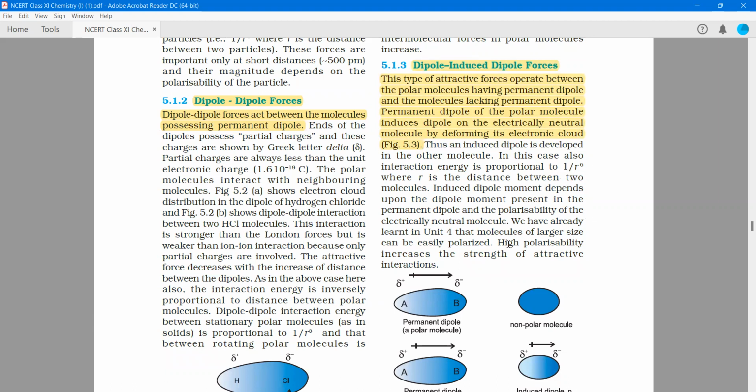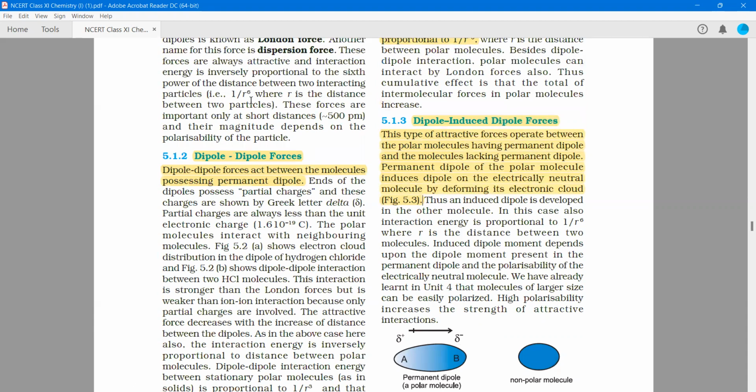So all these things you need to learn, like which type of forces. In case of London forces also, we see that it is directly proportional to 1 upon r to the power of 6. In case of dipole forces, we saw there are two types. If we are talking about stationary molecules, then the force is directly proportional to 1 upon r to the power of 3. And when we are talking about interaction between rotating dipole molecules, then the force is directly proportional to 1 upon r to the power of 6. Again, for dipole-induced dipole forces also, we have forces directly proportional to 1 upon r to the power of 6, where r is the distance between two molecules.